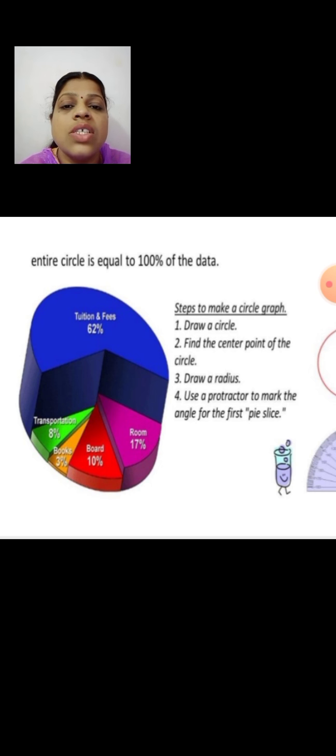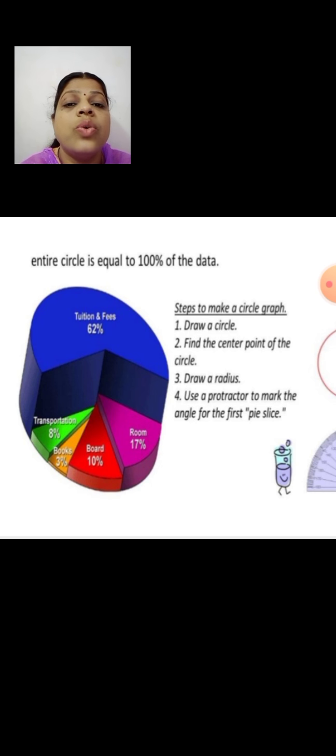The next step is to find the center point of the circle. The next one is to draw a radius. We know how to draw a radius in a circle. We just have to find the center point, and from the center point find the measurement, and draw the radius to its other tip from the center.